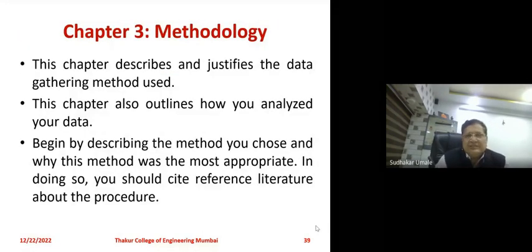Now, I want to explain the very important points regarding writing methodology. This chapter describes and justifies the data gathering method used. This chapter also outlines how you analyze your data. Begin by describing the data method you chose and why this method was the most appropriate. In doing so, you must cite references, literature about the procedures. Next, detail every step of the data gathering and analysis process. So it is very important to explain data gathering and analysis of data. Although this selection varies depending on the method and analysis technique chosen, many of the following areas typically are addressed.